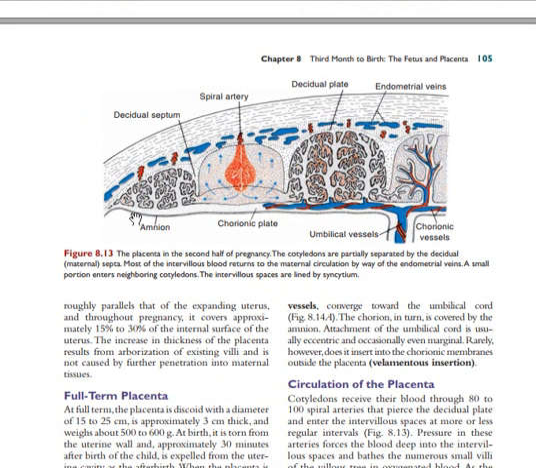At the beginning, the placenta is going to be like that. Then later you have a decidual septum. Then the spiral arteries are going to grow inside the placenta. Then you're going to have a decidual plate like that in the placenta. Then you have the endometrial veins, and this is the umbilical cord that is going to supply the placenta, as shown here.